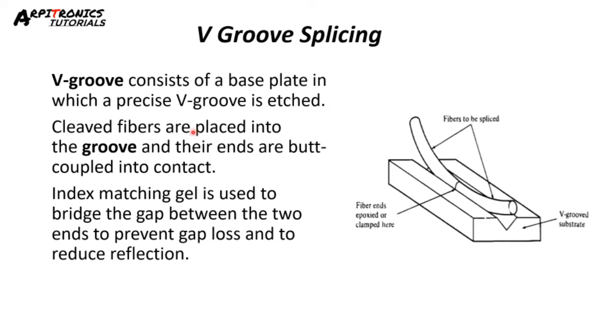Now V-groove splicing. A V-groove splice consists of a base plate in which a precise V-groove is etched. Cleaved fibers are placed into the groove and their ends are butted into contact. Index matching gel is used to bridge the gap between the two ends to prevent gap loss and to reduce reflection. Here there is a V-groove. Here are the two fibers which are to be spliced. These are the fiber ends, epoxied or clamped here. This is the end here.